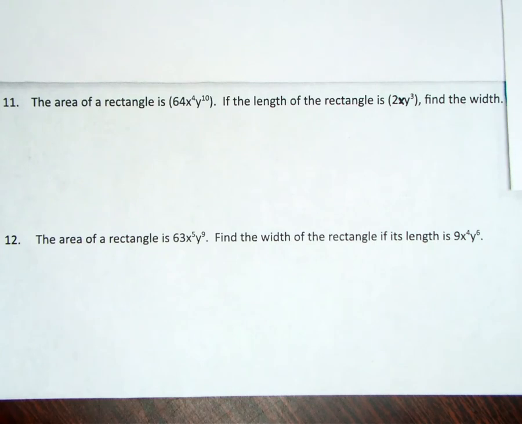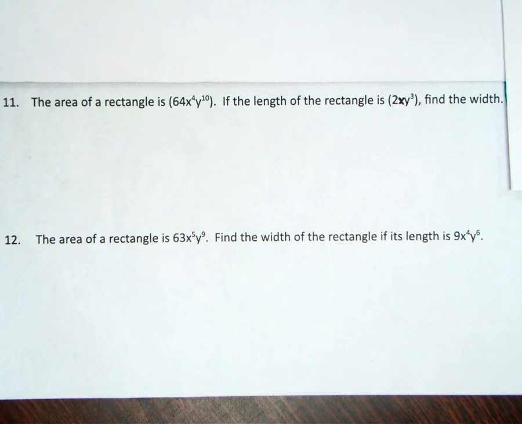In this video, you're going to practice applying the quotient of powers exponent rule to word problems. Number 11 says the area of a rectangle is 64x to the positive 4 power, y to the 10th. If the length of the rectangle is 2x, y to the third, find the width.